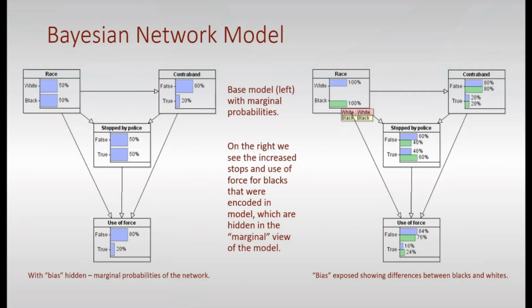So you can see the increased use of force on blacks, which is 24% versus 16%. And also you can see the increased number of stops, where it is 60-40. So that is what the model displays in terms of bias.